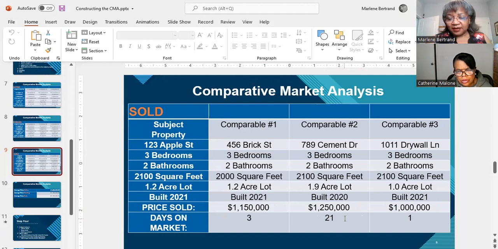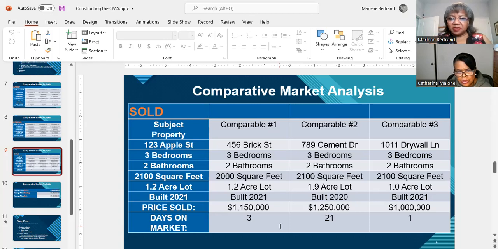So 1.25 might be too high. 21 days for comparable number two, that's probably going to be too high for this neighborhood. Maybe you can get away with 1.150, and comparable number one, 3 days. So if I were analyzing this and working with the seller, I would say, if you priced your home anywhere from 1 million to 1,150,000, you might be able to get a good price.